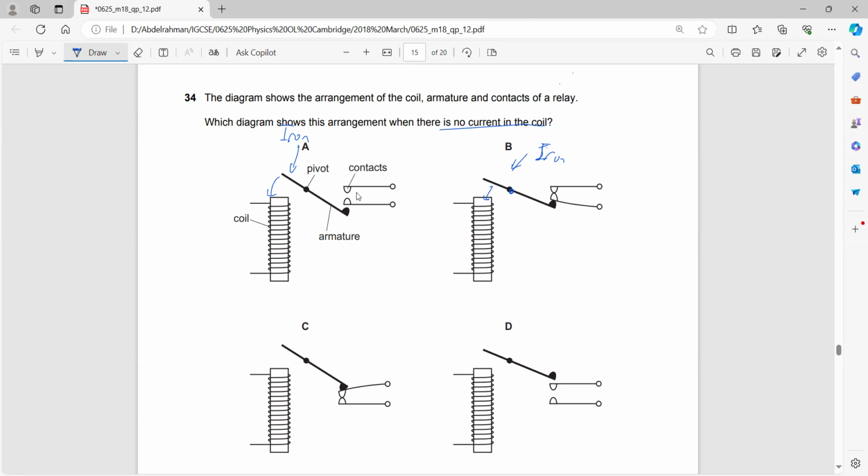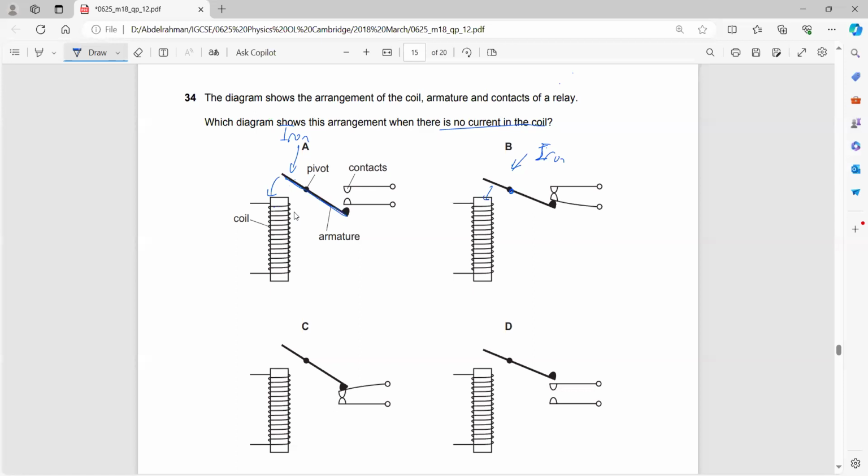You need the coil. Now the coil is not a magnet. Let's check out the answers. In answer A, there's no current in the coil, so the coil is not a magnet. Is the iron armature attracted to the coil? No, it's not attracted to the coil, and the armature is facing downwards, which is correct.